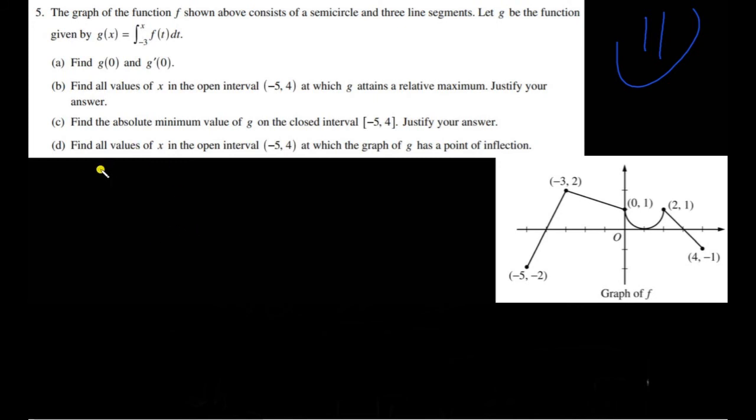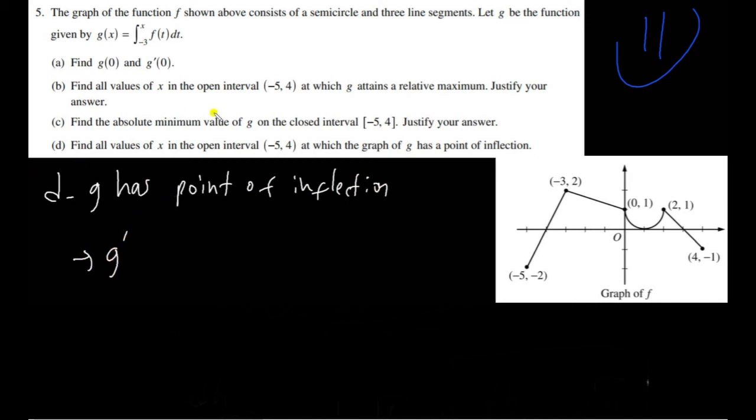Part D, find all values of x in the open interval -5 to 4, at which the graph of g has a point of inflection. Okay, so like we did in part B, we're going to go through that kind of step-by-step logical reasoning process here. So we want to figure out where g has a point of inflection. So what does that mean? Well, it means that the derivative switches direction. Right? It switches from increasing to decreasing or decreasing to increasing.